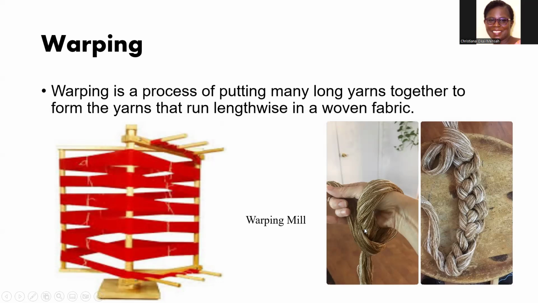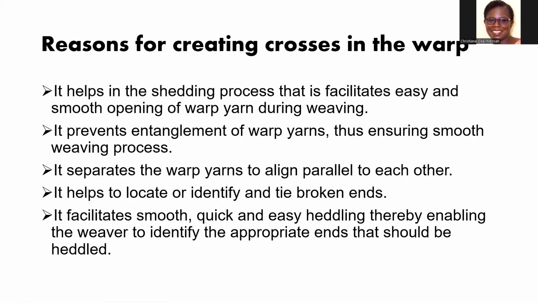So after the removal, the next step is called beaming. You take it to the loom. So let's see. I was also talking about the process. So why do you create the process? The process helps in the shedding process. It facilitates easy and smooth opening of the warp yarn during weaving. It prevents entanglement of warp yarns, thus ensuring a smooth weaving process.